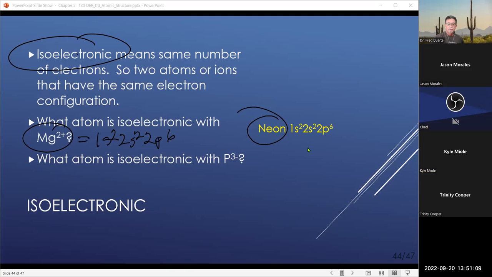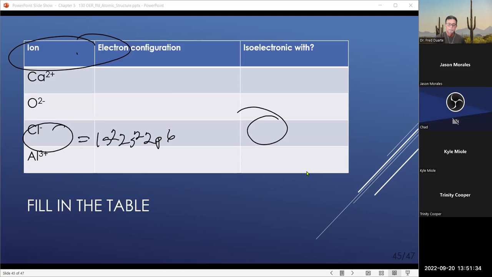Now, with respect to the phosphide, the P3-, notice I changed the name to phosphide. It came from phosphorus, the same group as nitrogen, which formed the N3- nitride. It has the same electron configuration as argon. So the phosphide ion is isoelectronic with argon.